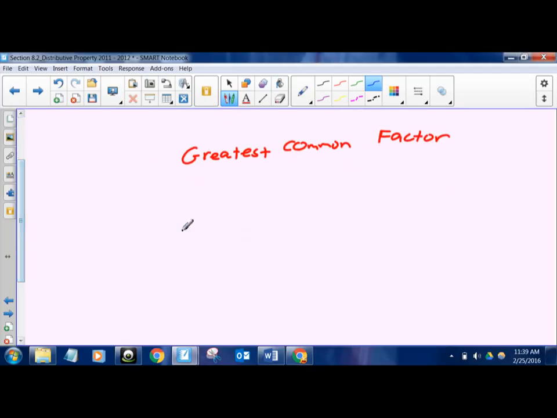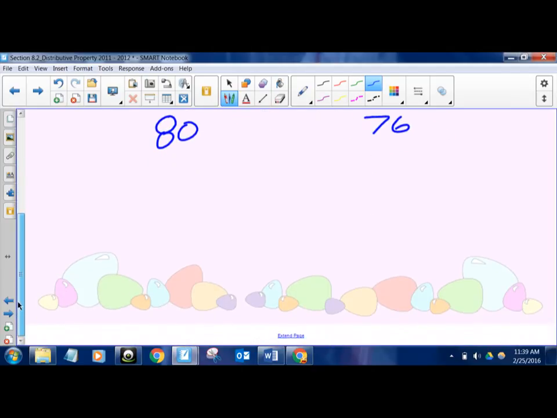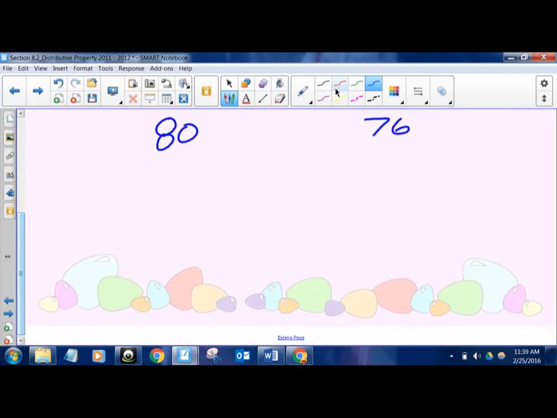So let's look at an example. What if I asked you what the GCF of 80 and 76 was? The best way to take a look at it is to break these down into factor trees. This method is called prime factorization. We're going to break these down.